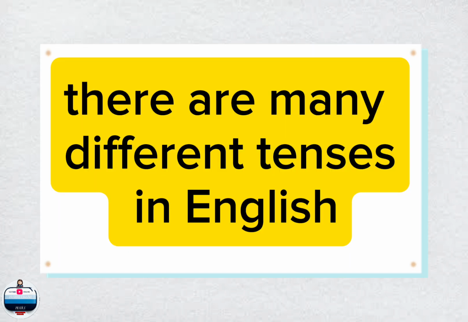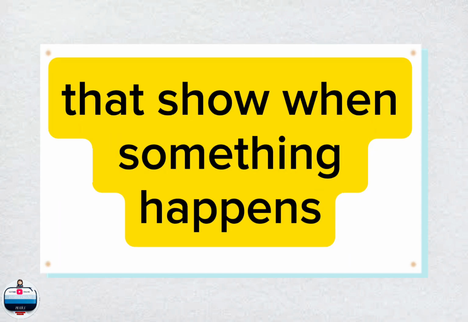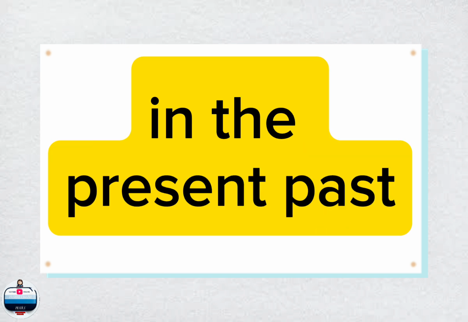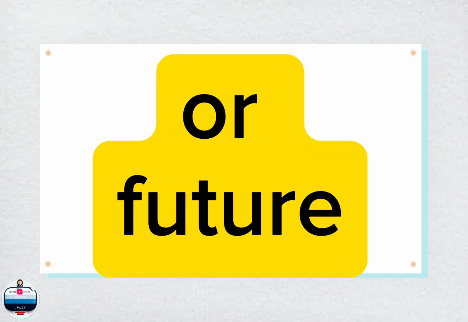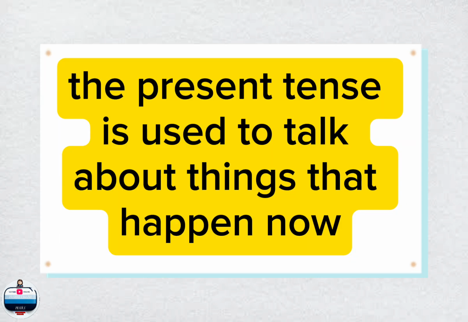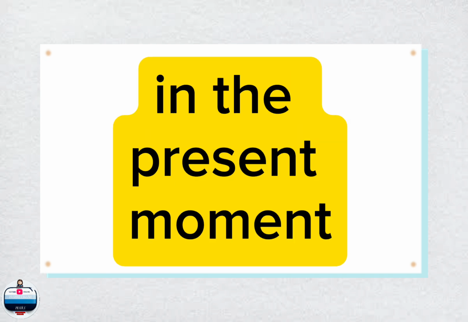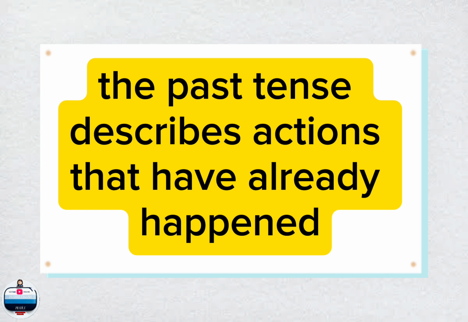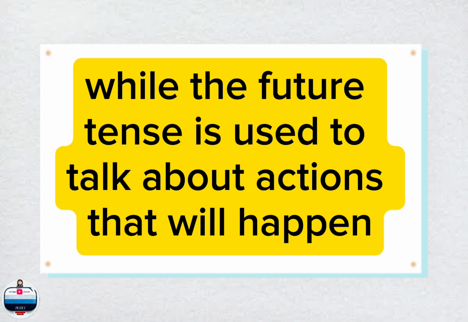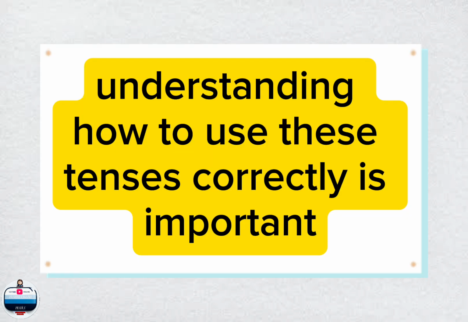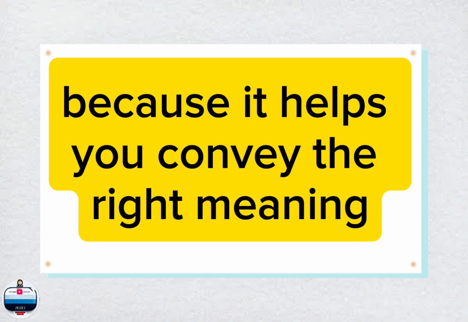There are many different tenses in English that show when something happens, in the present, past, or future. The present tense is used to talk about things that happen now, in the present moment. The past tense describes actions that have already happened, while the future tense is used to talk about actions that will happen at a later time. Understanding how to use these tenses correctly is important because it helps you convey the right meaning.